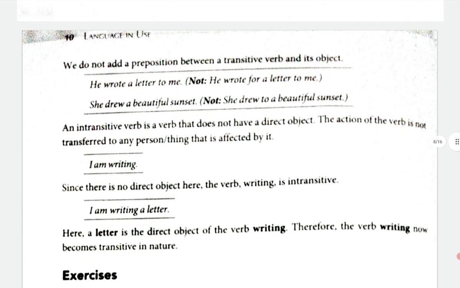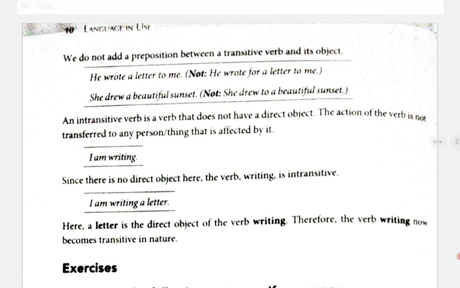We do not add a preposition between a transitive verb and its object, because the verb itself functions as a connective. Usually we use prepositions or conjunctions in order to connect words, but here the verb itself connects the subject and object. He wrote a letter to me, not he wrote for a letter to me. Also, she drew a beautiful sunset. The usage is not the other way around.